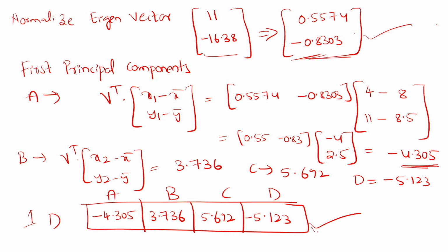Okay. So, this is the new data after compressing the data from 2 dimensions to 1 dimension, this is the output we get. So, this is the concept of principal component analysis.